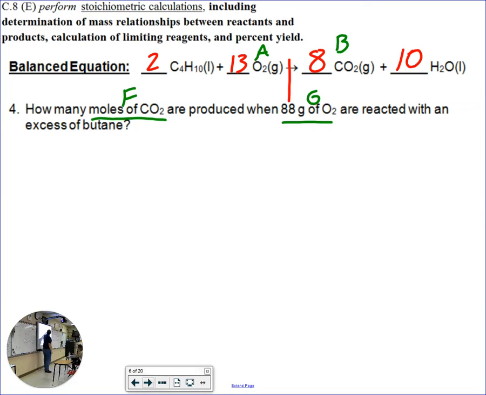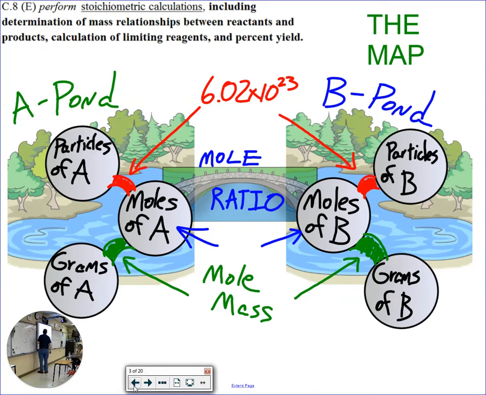If you look, I'm starting with grams of the first thing, and I want to find moles of the second thing. So let's go back to my map. So where am I starting on this side of the river? Grams, okay? Starting right here. And where am I trying to get to? Moles of B, right? So, from my start, how many hops away am I from one point to the other? 2 hops. I got to hop to moles, and then I got to hop over the mole ratio bridge.